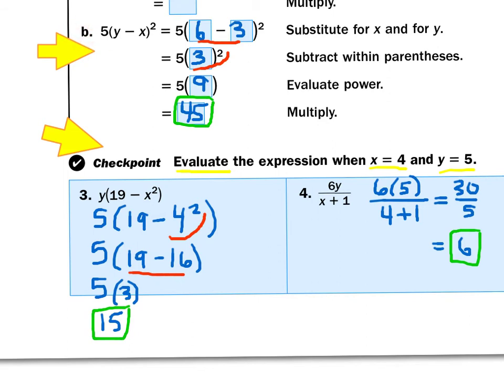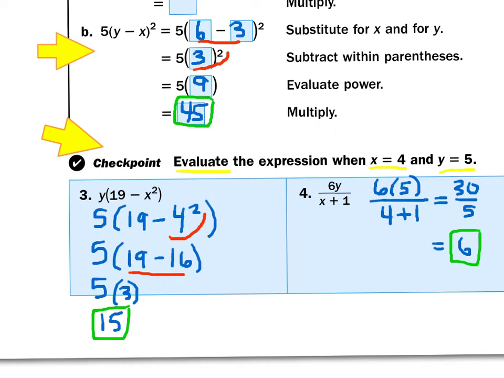We have 5 times the quantity y minus x squared. So we want to substitute the 6 in for the y and the 3 in for the x. Okay, and now remember with GEMDAS we have to do what's inside the parentheses or the grouping symbols first. So 6 minus 3 gives us 3. All right, now remember with the exponents, we have to do the exponents next. So 3 to the second power would give us 9, and then we can multiply. 5 times 9 gives us 45.